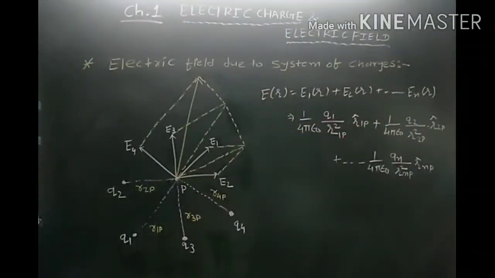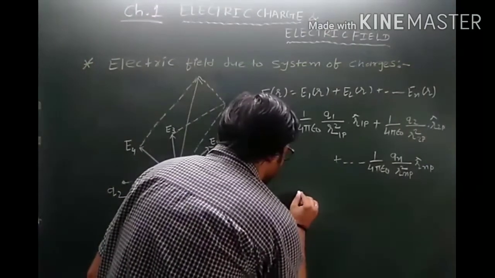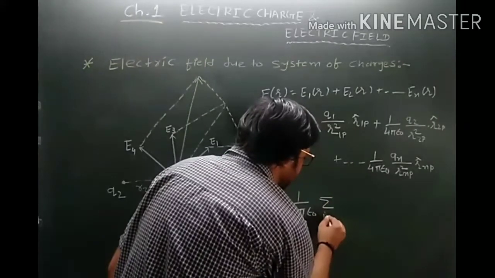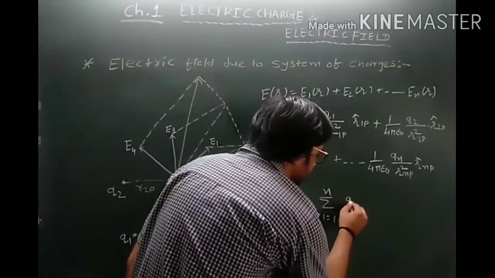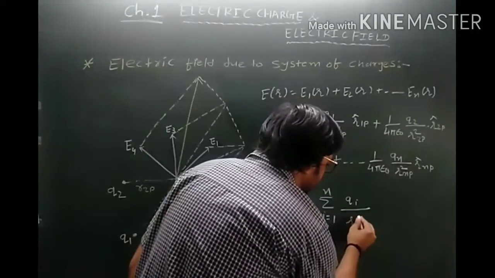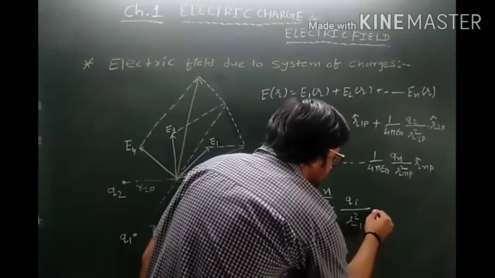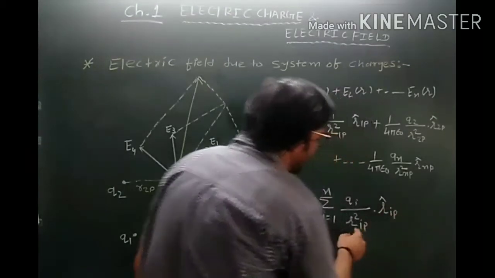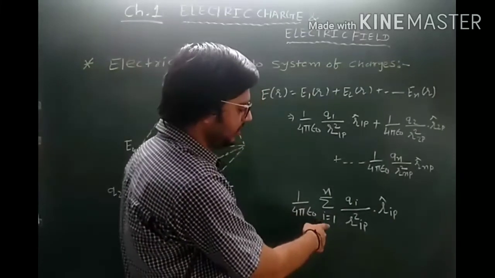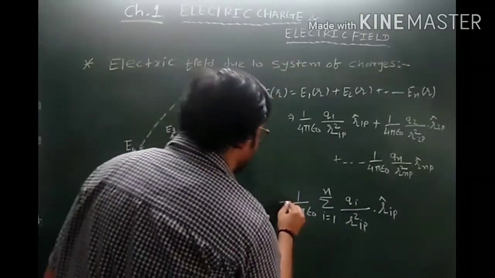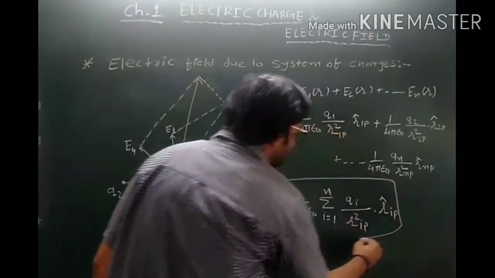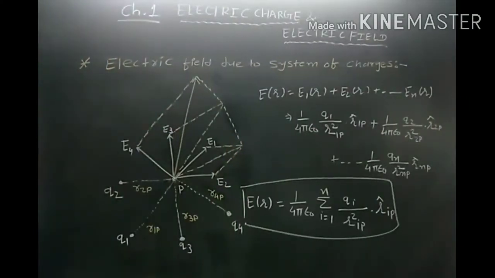We can also write this equation in this manner: 1 upon 4 pi epsilon 0 sigma i equals 1 up to n, Qi upon R square iP, and unit vector is R cap iP. Here i is an integer 1, 2, 3 up to n. So this is how the electric field is defined. So students, write down all the equations and draw the figure.